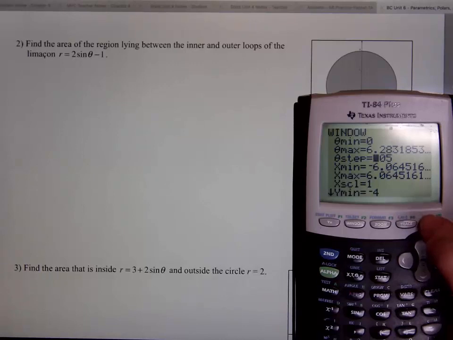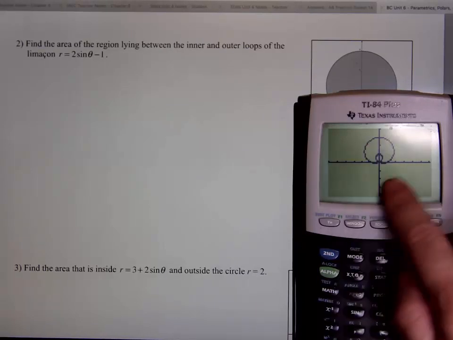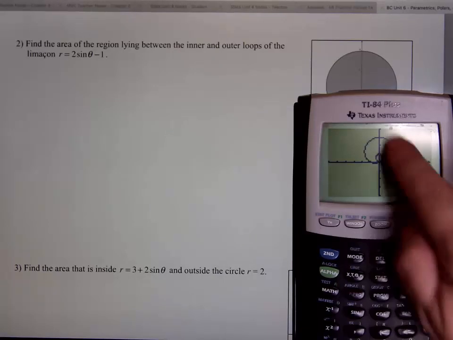Okay, I'm going to push graph. Just watch the way it draws itself. So it starts and does the first loop, then it goes up and does the top and comes back around. Now, I could start farther down the road and I would eventually get all the way around, but this one starts in the middle, then does its loop around.